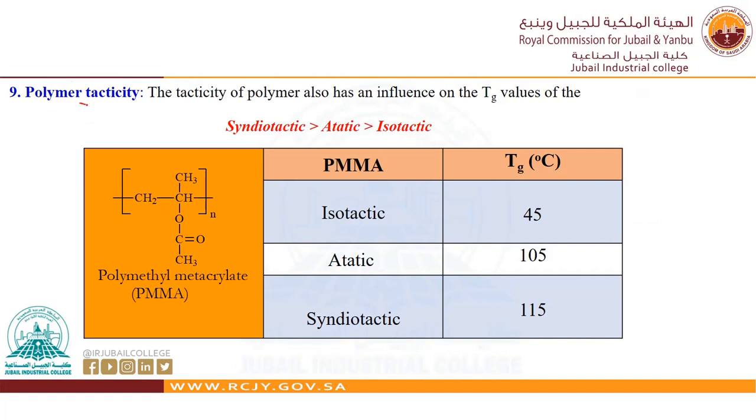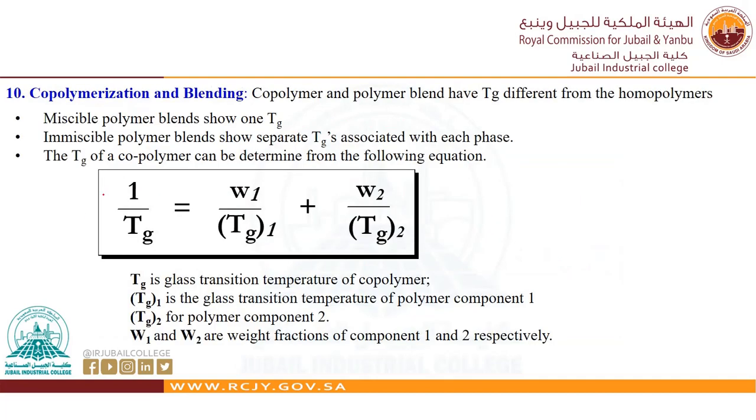Tacticity. We have discussed before that vinyl polymers could be syndiotactic, atactic, or isotactic. In general, if you have the same polymer, for example polymethyl methacrylate, which could be syndiotactic, atactic, and isotactic, syndiotactic usually has higher Tg, which is followed by atactic, and then the last one is isotactic.